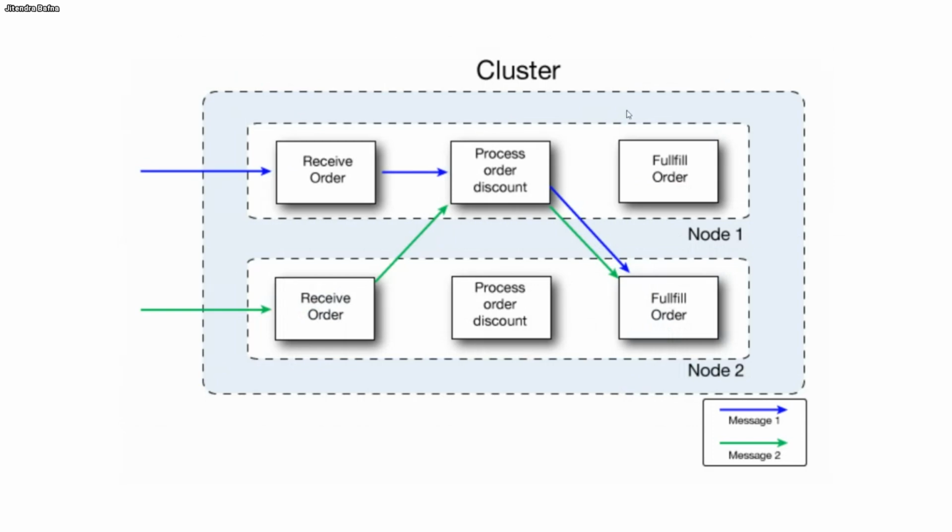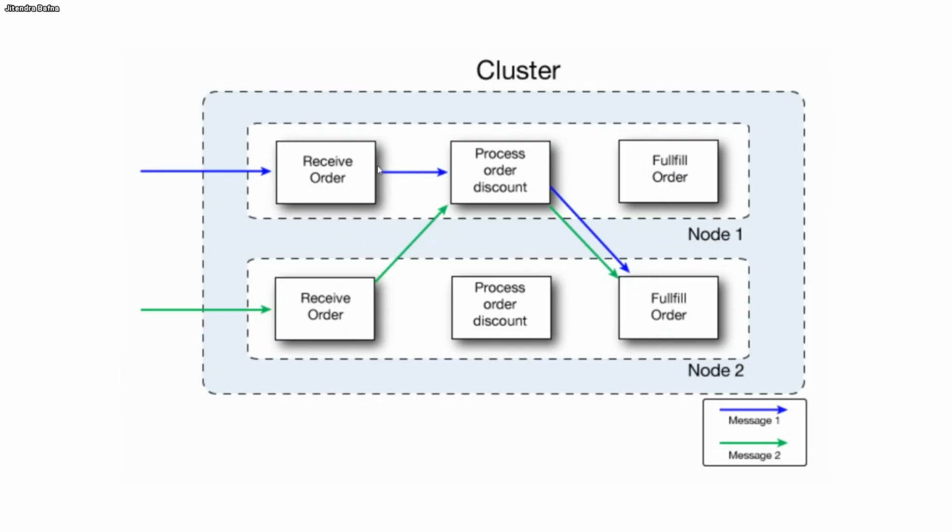For example, how does it happen? I receive the order. For processing the order, I have a few steps: receive order, process order, discount, and fulfill the order. There is a 2 node cluster. I receive the order and process the order on node 1, and the order is fulfilled by node 2. So how does this happen?